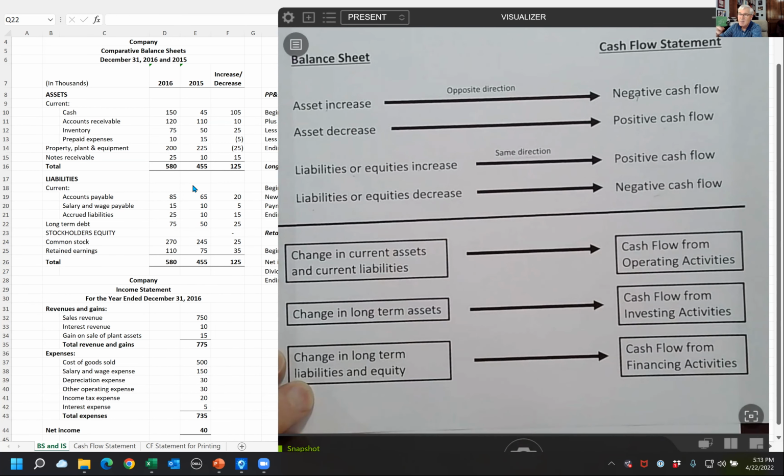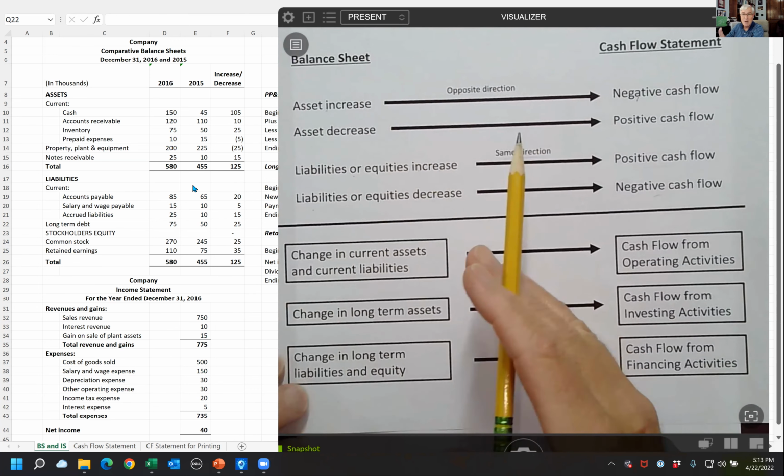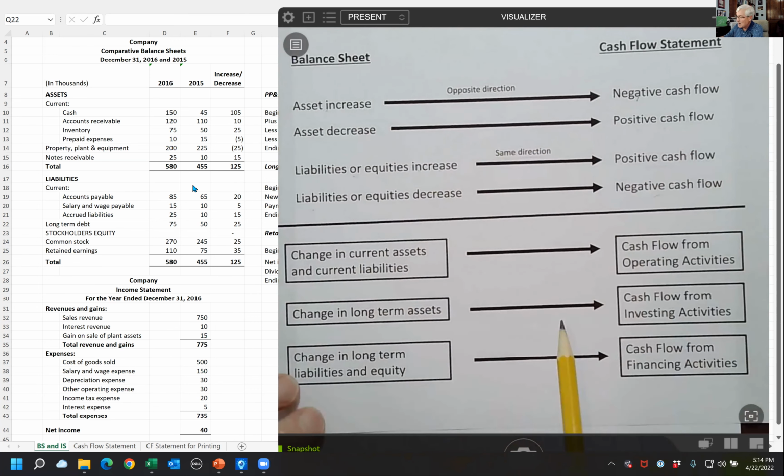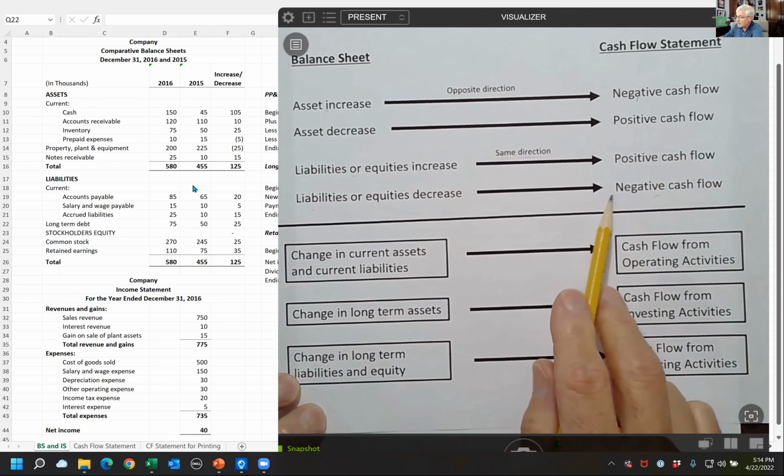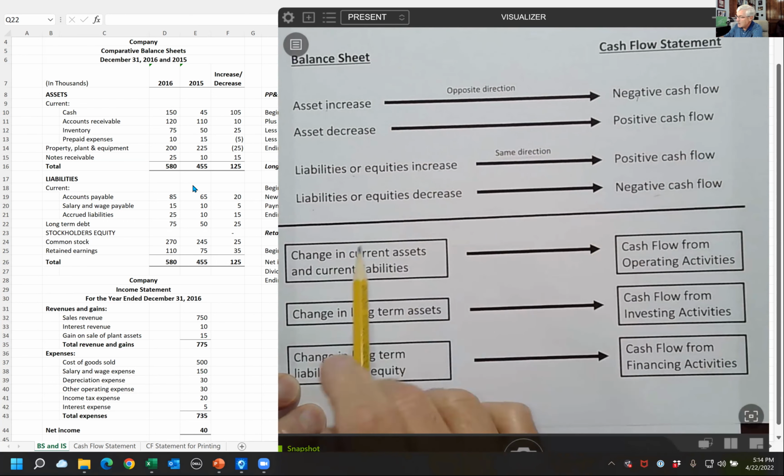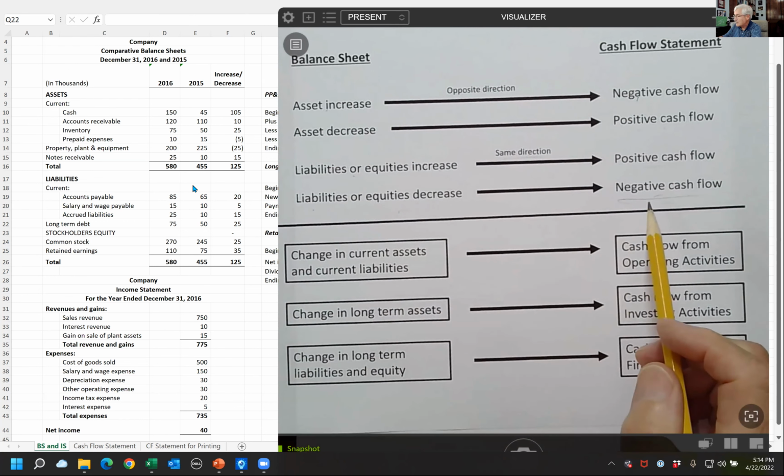If I sell a bond, my bonds payable account is going to go up. That was an increase in cash, same direction, because I got cash in. If I retire a bond or buy back stock, remember from one of our earlier chapters, treasury stock, equity is going to decline. Treasury stock is a debit. What's the credit for that transaction? Credit to cash. Debit treasury stock, credit cash. Therefore, when equities decrease, it's a negative cash flow.